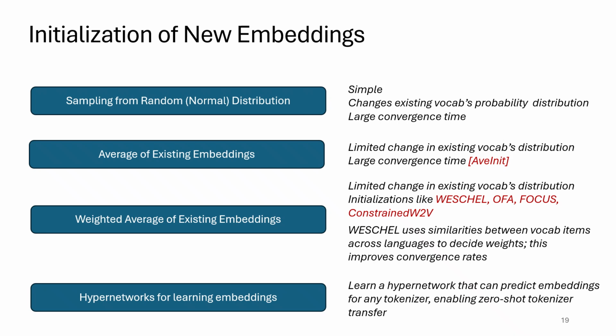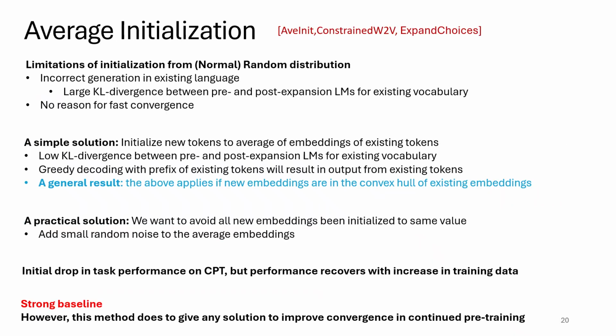So let's just go through some details of these. Average initialization. This sort of tries to rectify some of the limitations of random initialization.